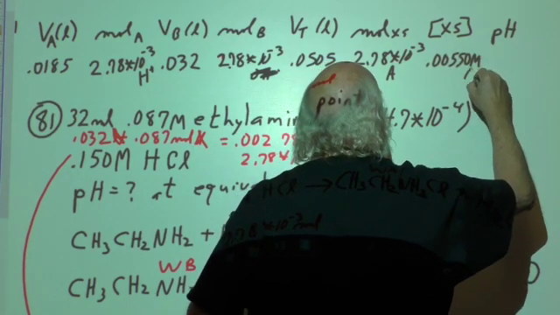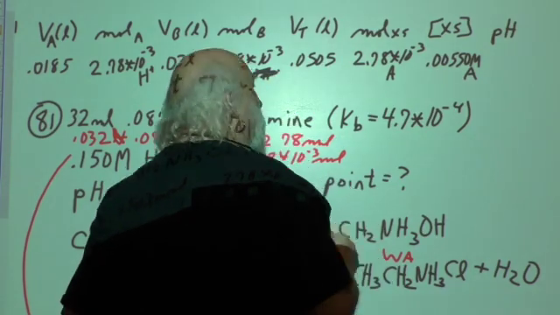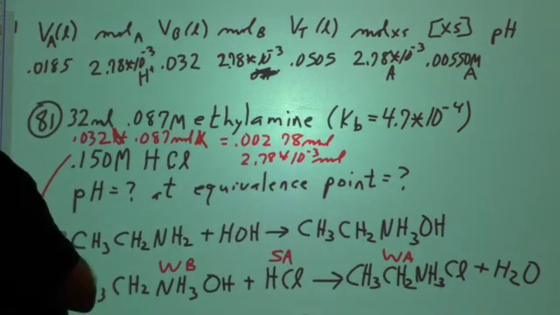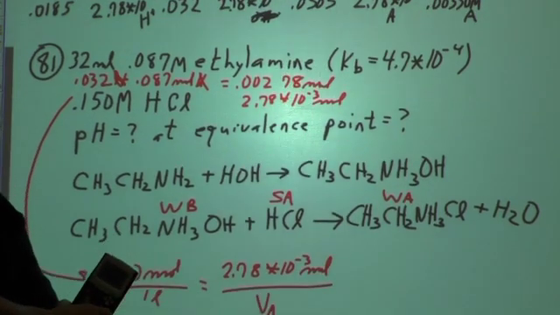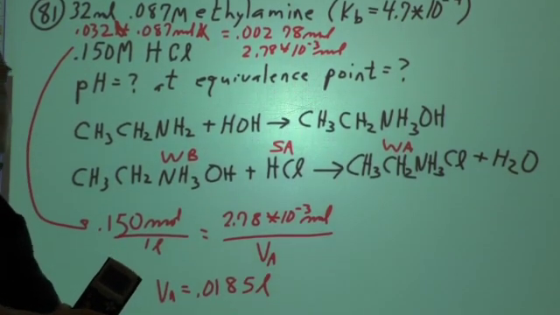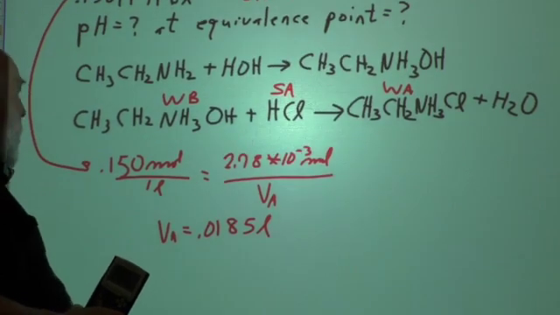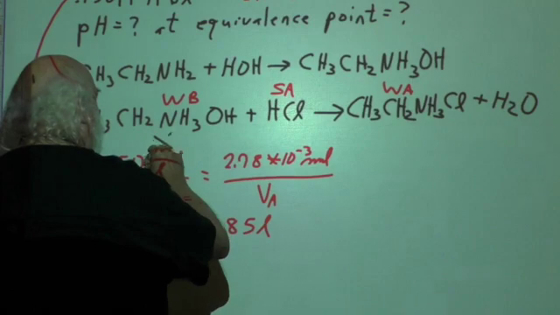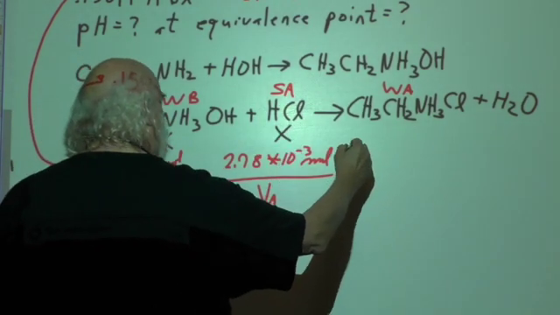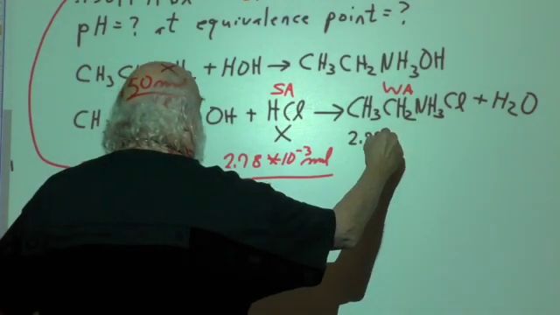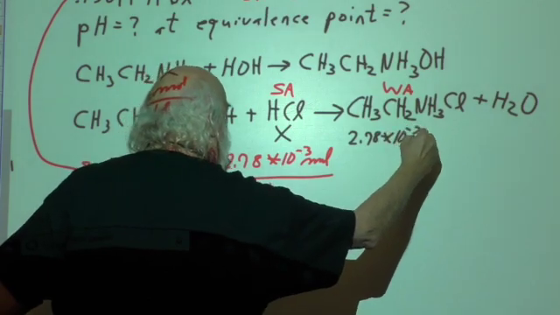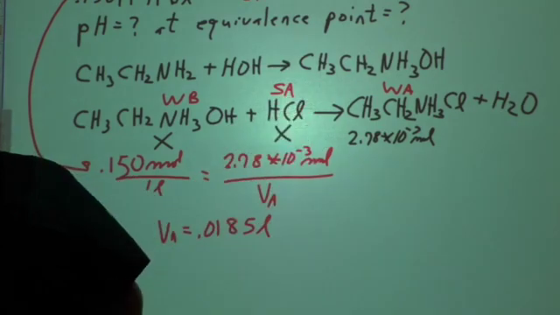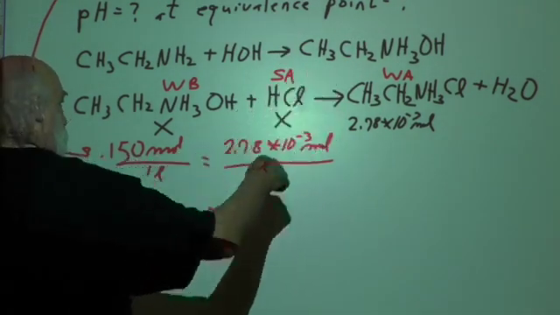Moles per liter of the acid, but we can't find the pH from that. We have to find the H concentration, which means we're going to have to look at the reverse reaction because we have none of this left. All of this is gone, all of this is gone, and it's created 2.78 times 10 to the negative 3 moles of this. So now we're looking at the reverse reaction, because now we've got nothing but water in that.